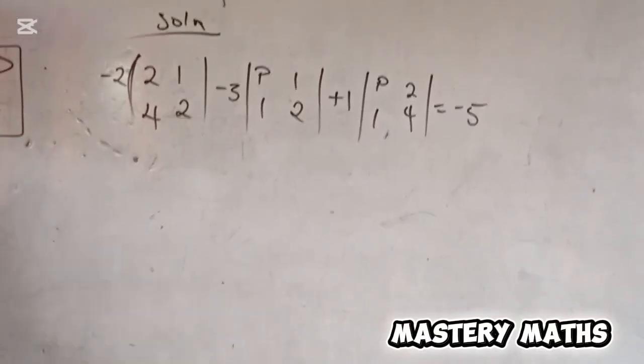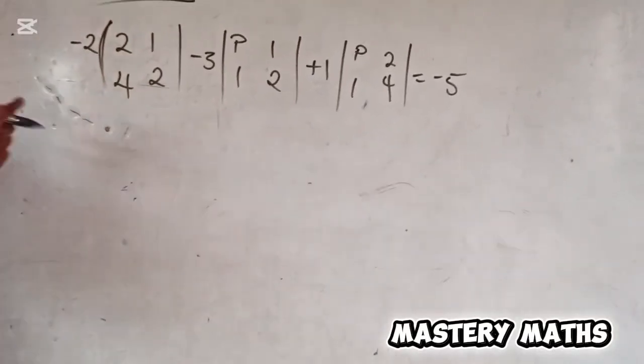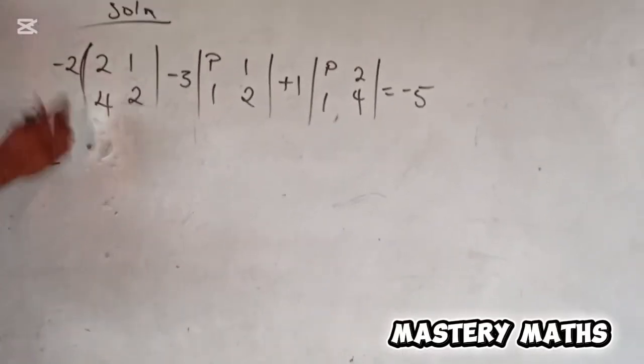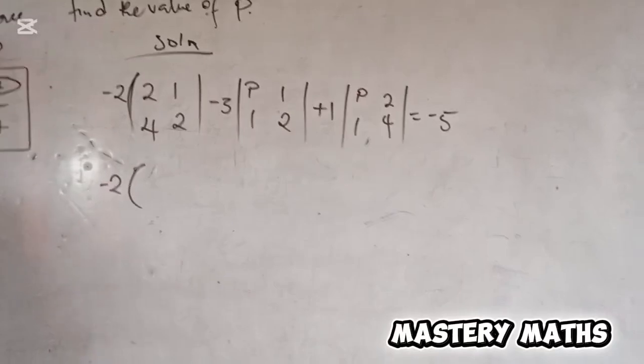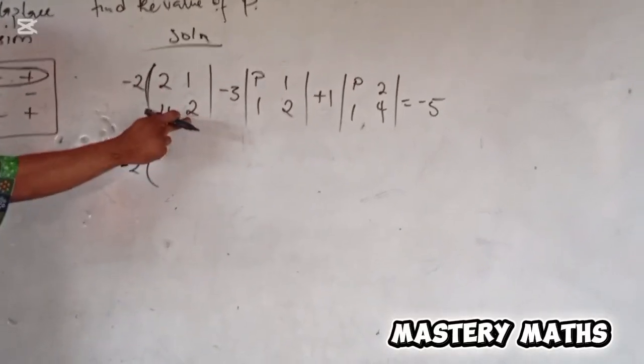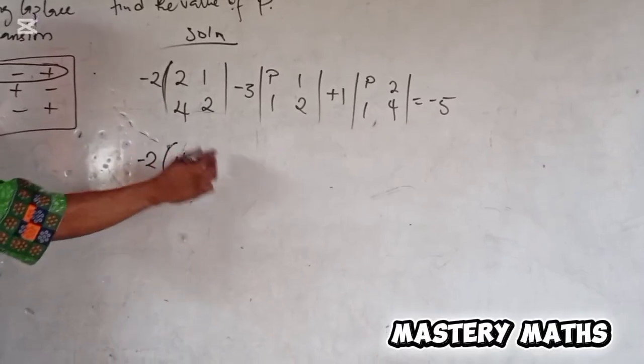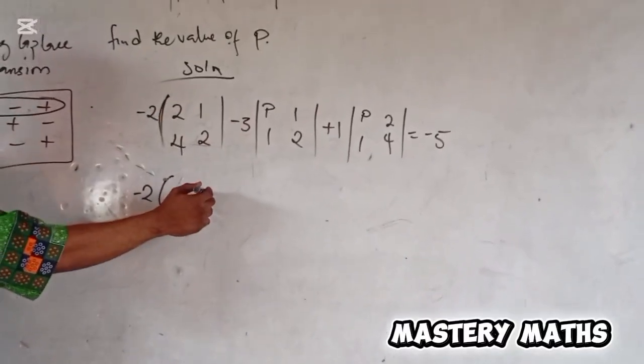Now, we are looking for the determinant. How do you get the determinant? This is how you look for the determinant. The minus 2 outside, you bring it down, you open a bracket, and you multiply. You say 2 times 2, which is 4, minus 4 times 1, 4.